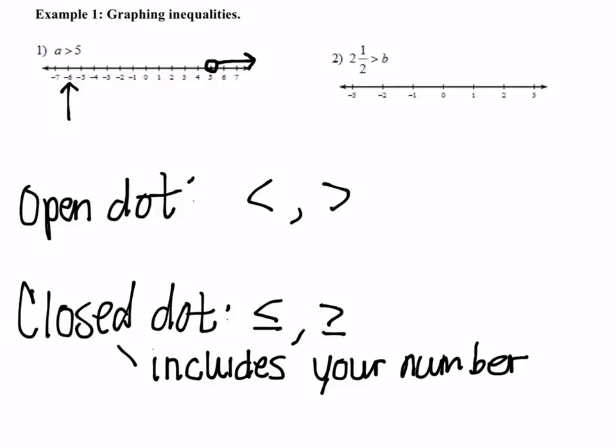So let's look at example 2. We have 2 and 1/2 is greater than b. Now, my personal preference for these is to rewrite it so my variable is on the left-hand side so I don't mess up what my inequality is actually saying. So this is really b is less than 2 and 1/2. So I go to 2 and 1/2, so that's 2.5. And it's less than it, so I'm pointing to the left. That's all you're going to do.